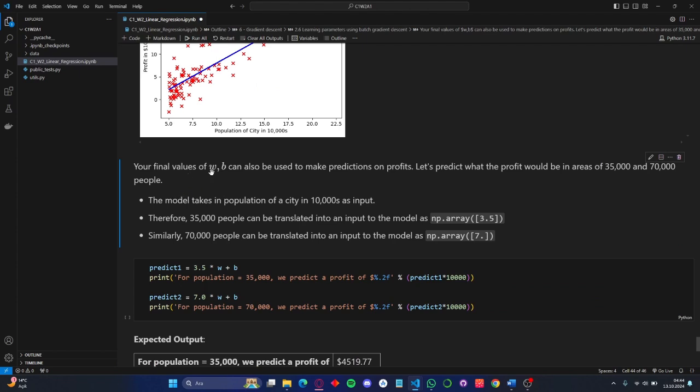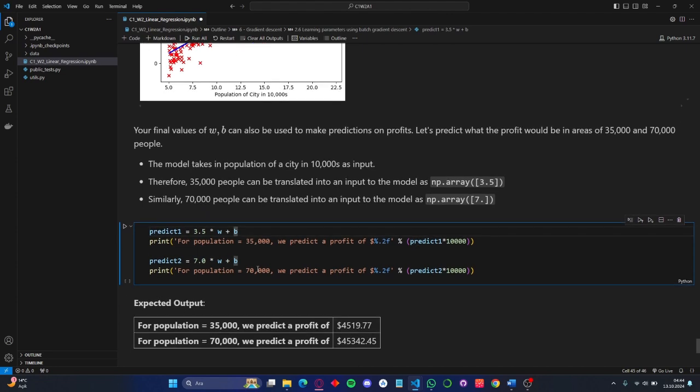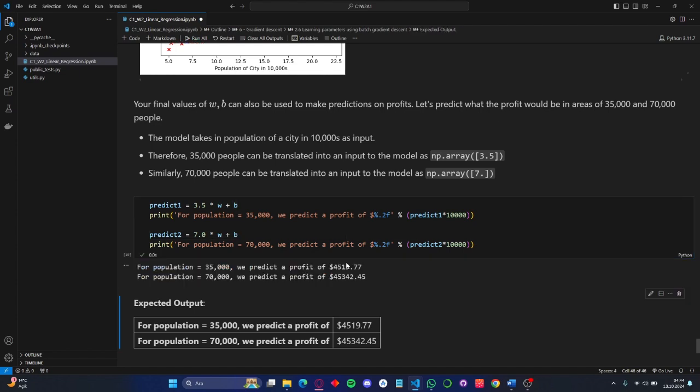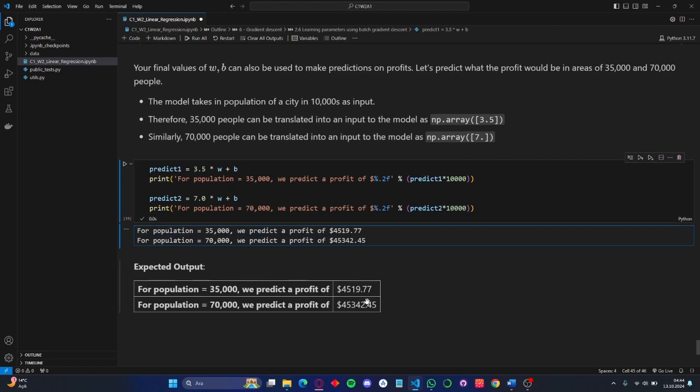Our final values of w and b can also be used to make predictions on profits. So 35,000 people can be 3.5, and our parameters are already trained. Predict 1 is for 35,000 people, and predict 2 is for 70,000 people. Our predictions are like that, and they are the same as the expected output. Thank you for listening.